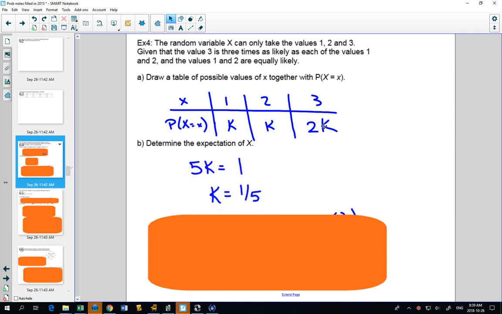That'll change my answers a little bit, but that would make this 2k. And then when you add it up, it's going to be 4k equals 1. And finding the value of k is going to be 1/4.